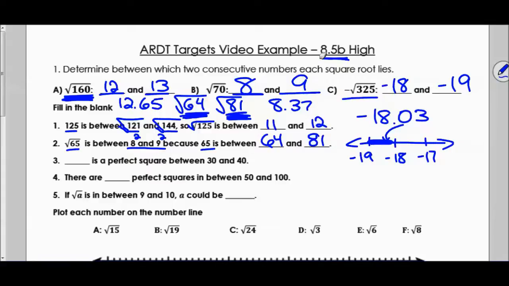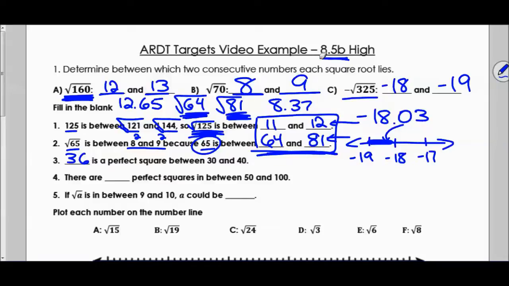These are the two types of examples you might see where you have to find the two consecutive numbers that a square root falls between, or the two perfect squares that a normal number will fall between. Those are the two kinds of examples. Blank is a perfect square between 30 and 40. Between 30 and 40, there's only one perfect square, and that is 36.